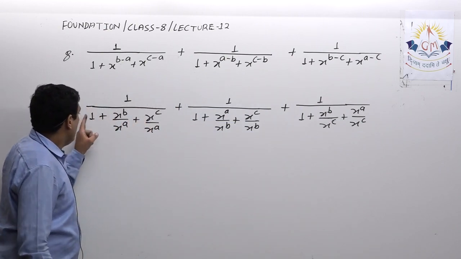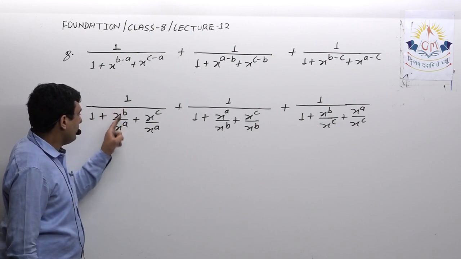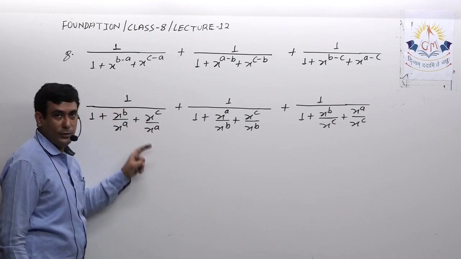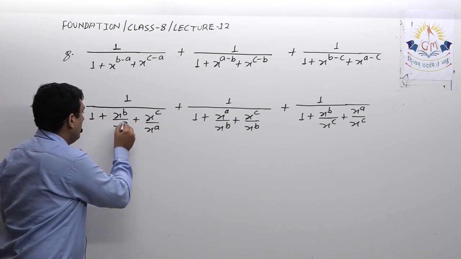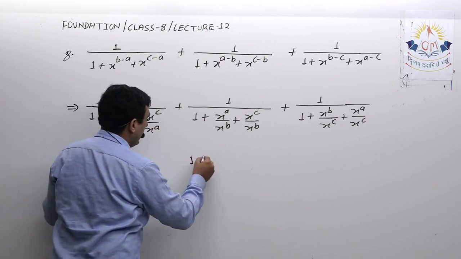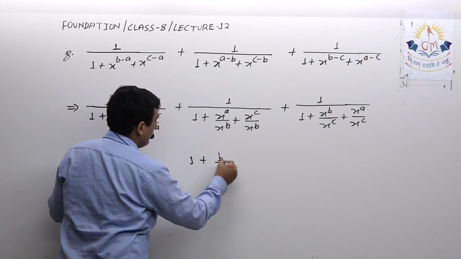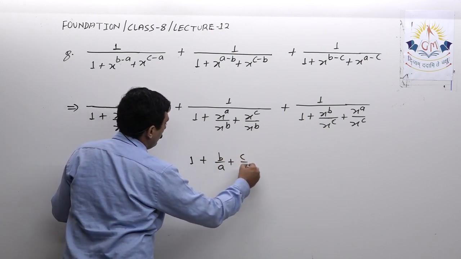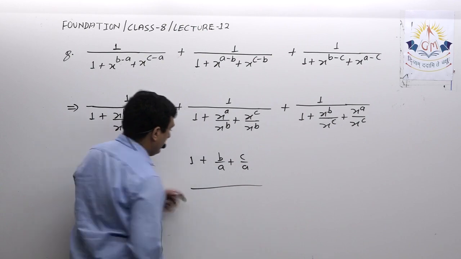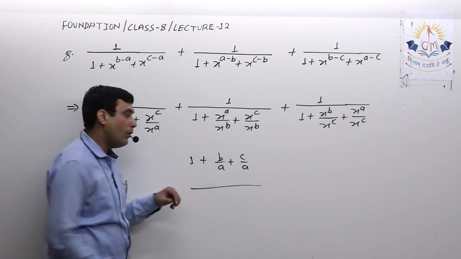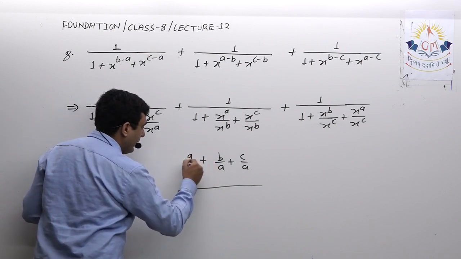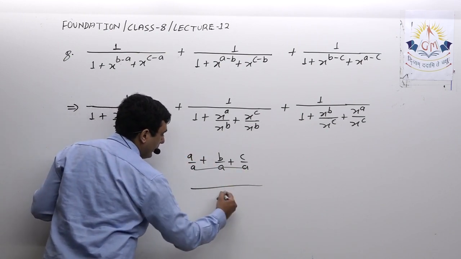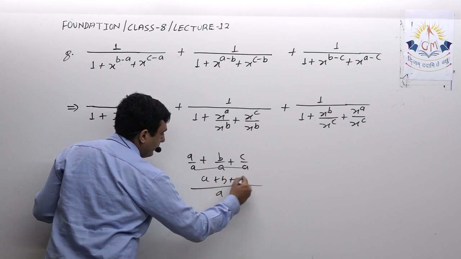Now see, here it is 1 plus x raised to b upon x raised to a, x raised to c upon x raised to a. So I have to add these three terms. It is something like that I have to add 1 plus b upon a, c upon a. If I have to add these, either I have to take LCM or I have to make the denominators same. So here if I write a upon a, then I can write a plus b plus c upon a.